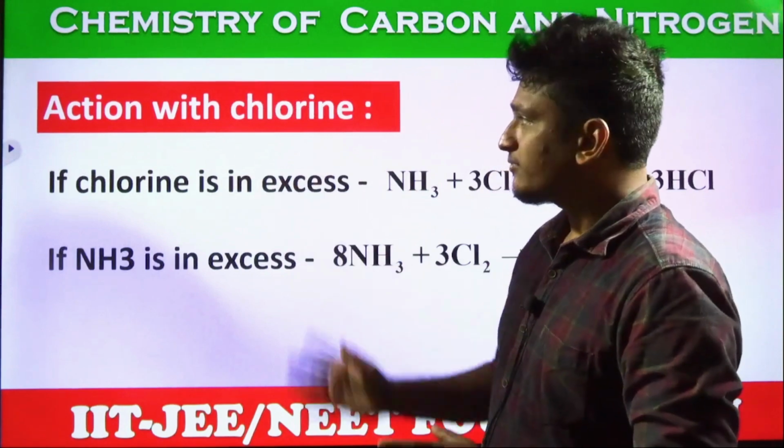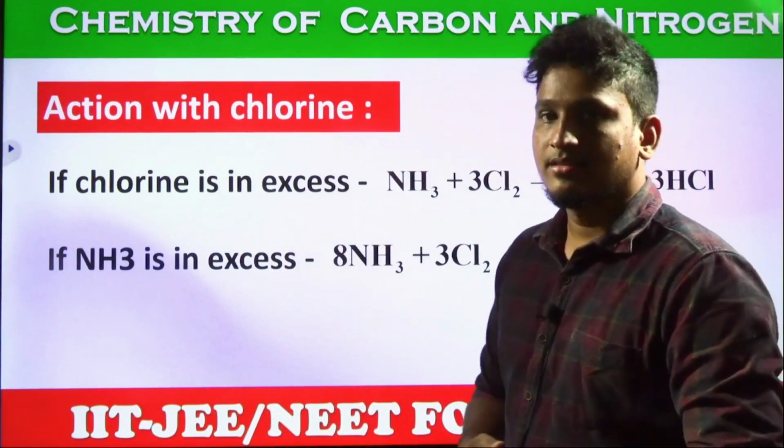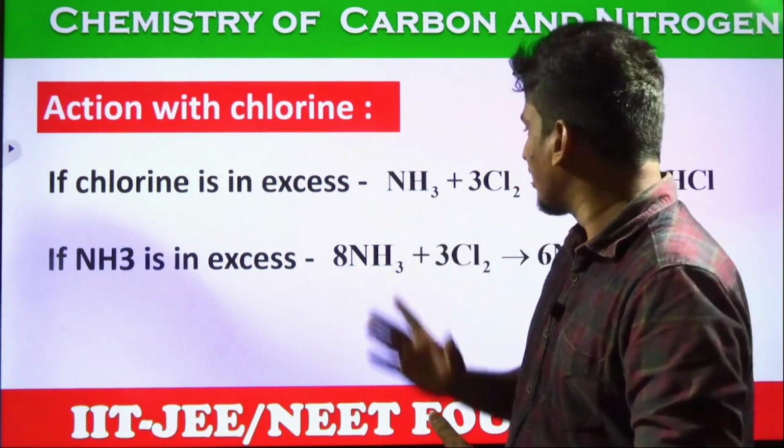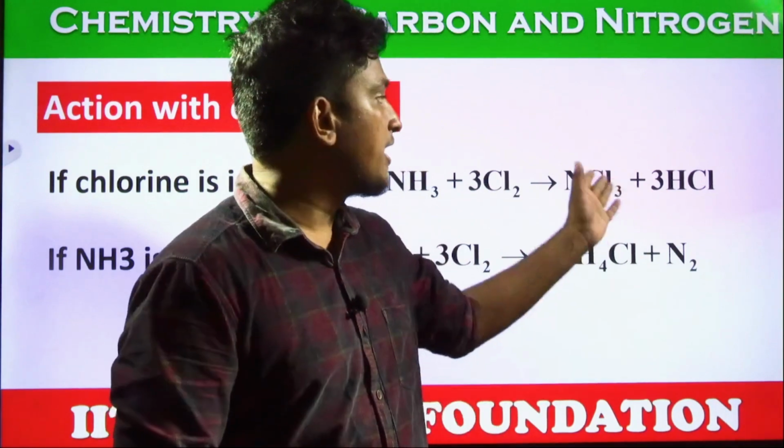Right, next, action with chlorine. So we have two reactions here. If chlorine is in excess, ammonia reacts with chlorine gas and forms nitrogen trichloride and hydrochloric acid.